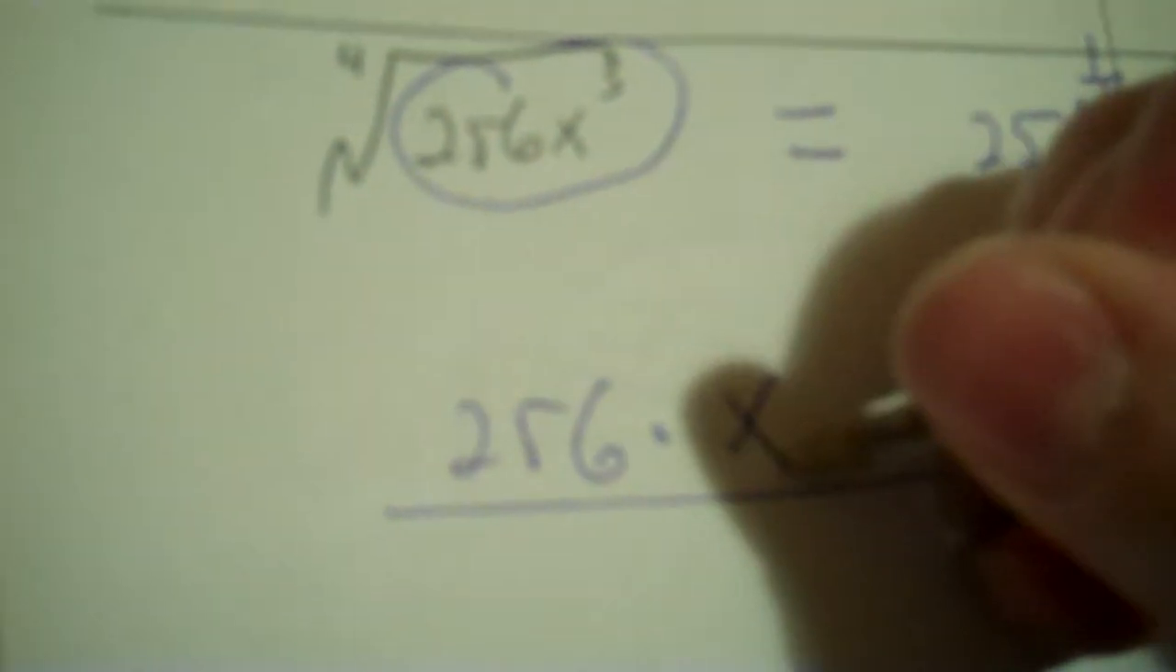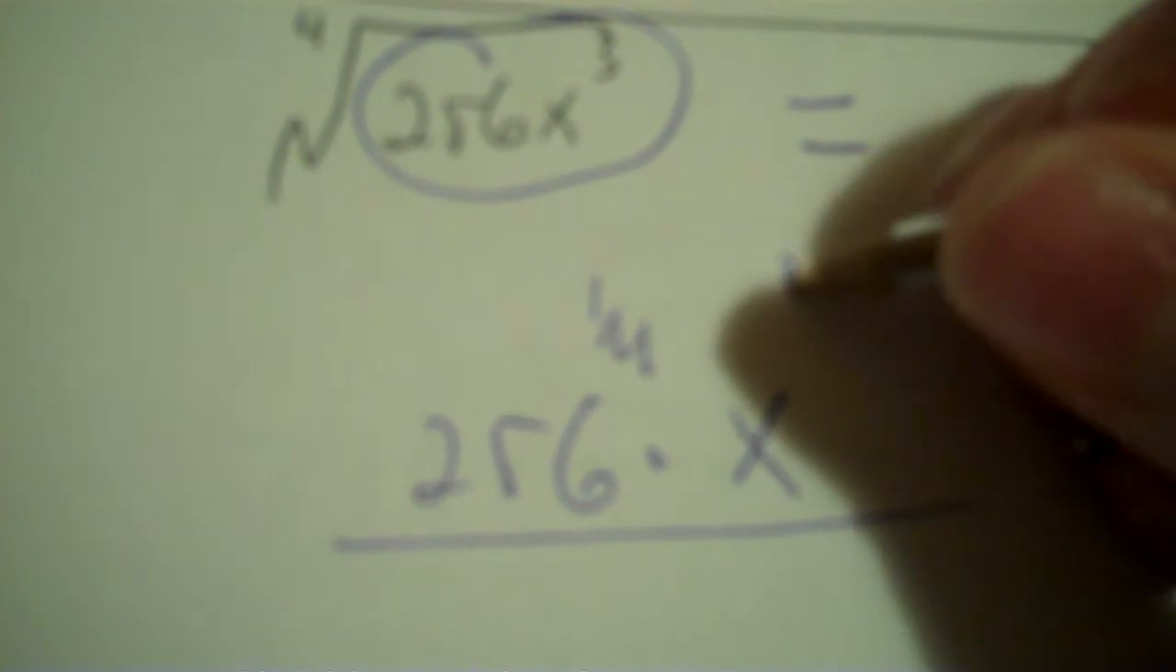So we have 256 times x to the 1/4 and 3/4. Just bring those both over. They're both positive exponents. If it was a negative 1/4, you do your thing where you switch it. Now this bad boy has to be simplified.